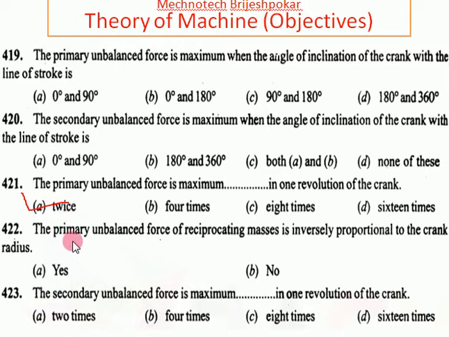The primary unbalanced force of reciprocating mass is inversely proportional to the crank radius. The answer is no, it is not inversely proportional to the crank radius. And the secondary unbalanced force is maximum 4 times in one revolution, that is at 0, 90, 180 and 360. So 423 is 4 times.